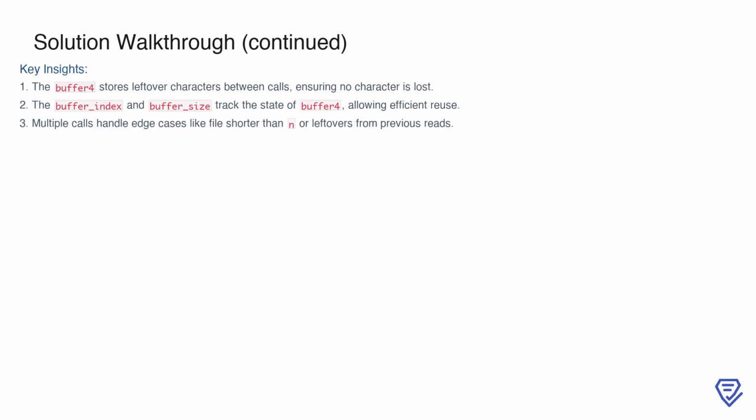Second, the combination of buffer_index and buffer_size allows us to manage the state of buffer4 efficiently, enabling seamless reuse of any leftover characters. Finally, this approach is robust enough to handle edge cases, such as files shorter than the requested n or situations with leftover characters from previous reads. These elements together ensure that the solution is both efficient and reliable for multiple calls to the reading function.